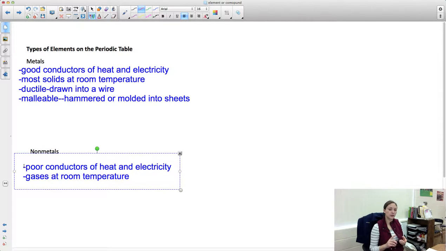And so we don't have things like ductile and malleable, because they're not solids. Nonmetals, you've got pretty much the right side of the periodic table. We've got things like hydrogen, oxygen, nitrogen, chlorine, bromine, iodine, things like that.